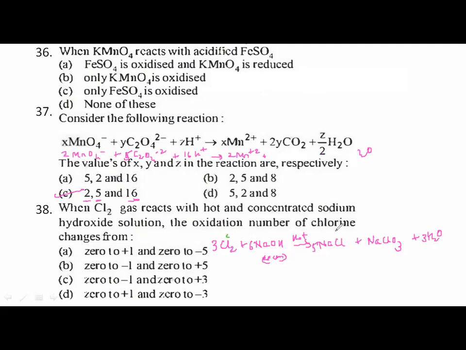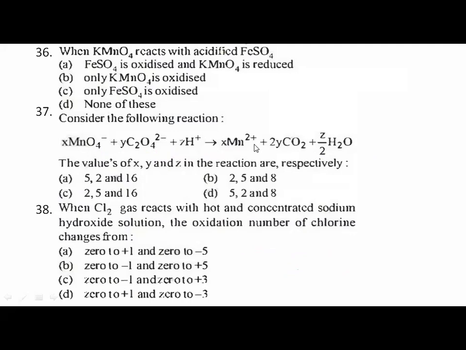What happens to the oxidation state of chlorine? Here it is 0. Here it is minus 1. Plus 1, minus 6, minus 5, plus 5. So chlorine is changing from 0 to minus 1 in one compound, and from 0 to plus 5 in another compound. Here it is reduction. Here it is oxidation. From 0 to minus 1 and 0 to plus 5. So option B is the correct option.